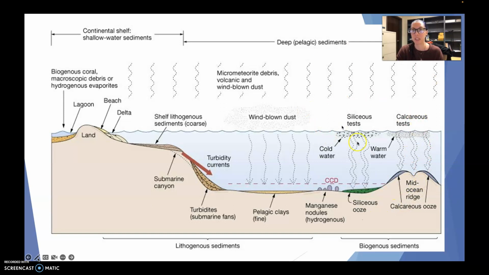And then we have our deep or pelagic sediments, of course, that consist of siliceous tests and calcareous tests in our cold water and warm water, respectively. And we have our calcareous ooze here at the top of the mid-ocean ridge areas and siliceous ooze that can only exist underneath that 4,500 meter mark, or that calcium carbonate compensation depth. So take some time to look over this slide. I think it's really quite neat to get a nice overview of the various things we just talked about.